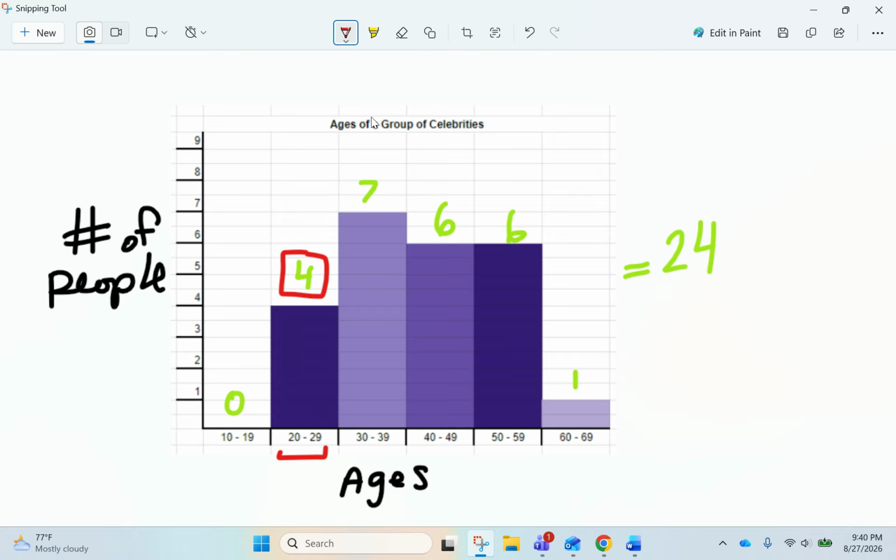This is not like a line plot that has the little X's, right? This is a range. Those 4 people are somewhere between 20 and 29. It could be any age between that range. So no, we cannot tell how old the celebrities in this list are. In fact, we can't tell exact data points in any histogram.